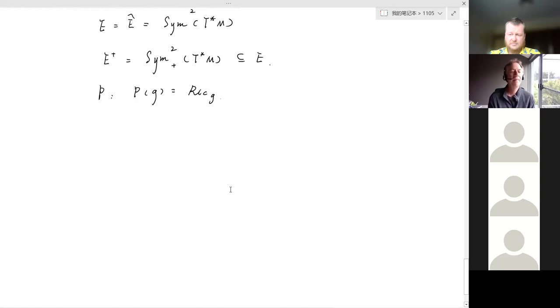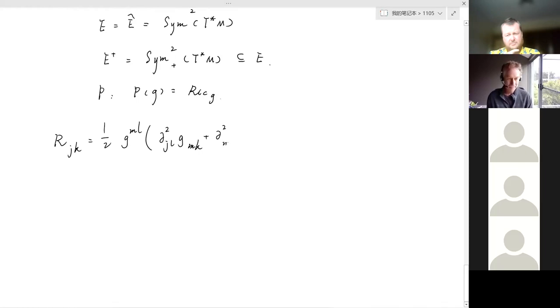Choose any local smooth coordinates. The Ricci curvature can be written as R_jk equals 1/2 g^{ml} partial squared_{jl} g_{mk} plus other terms of lower order.